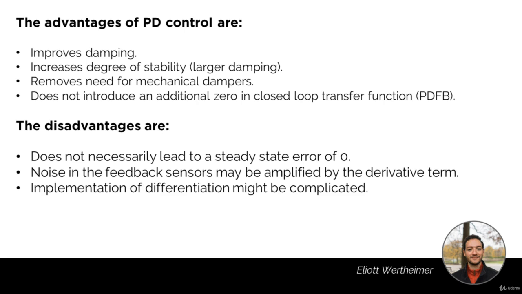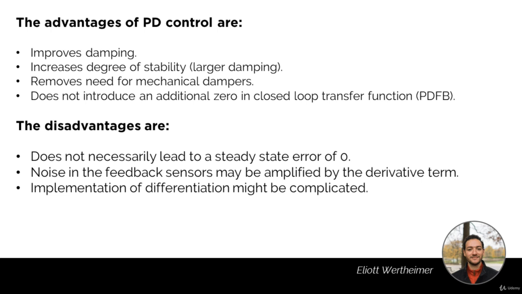In the end, what are the advantages of proportional plus derivative control? First of all, it improves damping, and this leads to very nice responses with a lot less oscillations. It also increases the degree of stability of the system, and this is due to the larger damping. It removes the need for mechanical dampers because now the control system is actively damping the system.